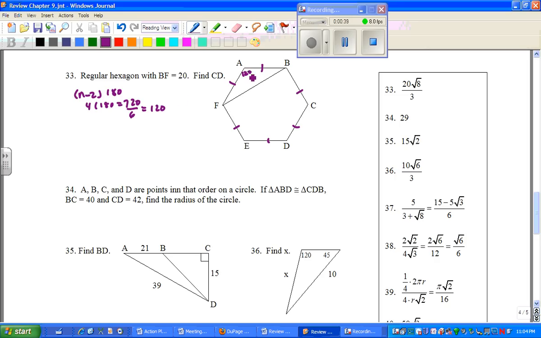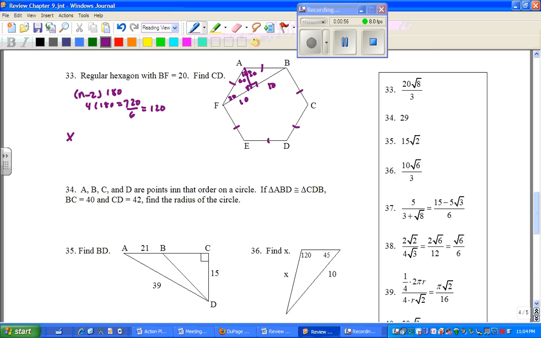So each angle is 120. So this angle here is 120. Well, if we draw an altitude down from it, because we're trying to find CD, which is a side length, so it doesn't really matter. AB, same idea. So then this is a 60 and 60, and this is a 30 angle. BF ends up being 20, which broke up into 10 and 10.